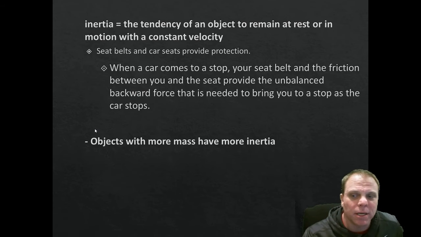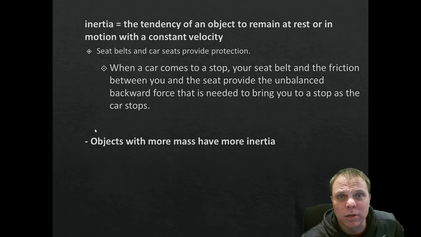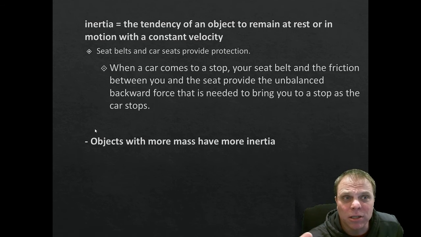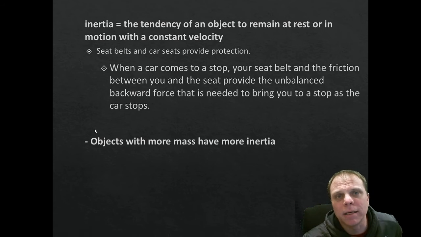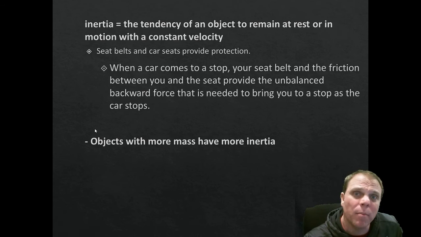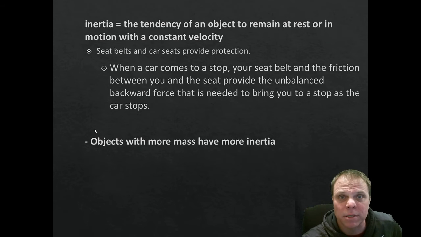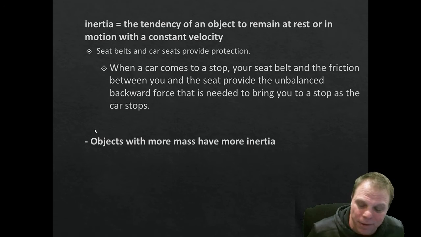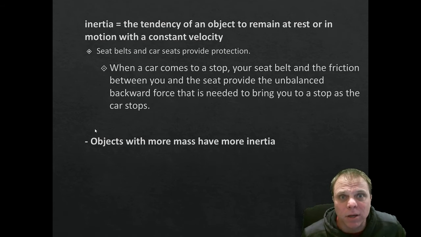Now remember, objects that have more mass have more inertia. So it's going to be hard to stop a locomotive in comparison to a bicycle, right? Something that is traveling at the same speed but is more massive has a lot more inertia and is going to cause a lot more damage. And so getting hit by a bicycle while you're in a car wouldn't be a big deal, but getting hit by a locomotive while you're in a car, big deal, right? So inertia has to do with mass, but they're not the same thing.